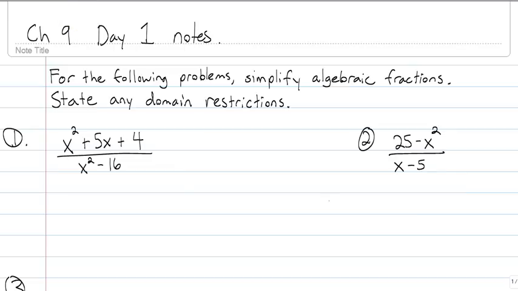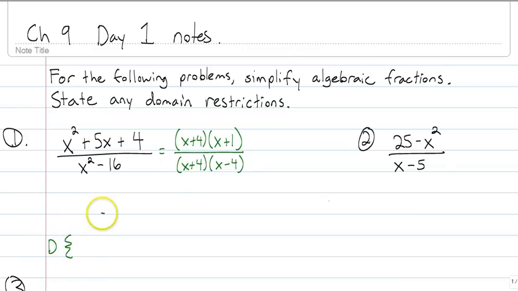So with all these problems, what you should do is factor it first. So the first one, I'm going to factor the top and the bottom. And this is x plus 4 and x plus 1. And the bottom becomes x plus 4 and x minus 4. So, looking at that, my domain restrictions, I'm going to do that first. In fact, it's probably better before you cancel anything out to do your domain restrictions, because before you cancel it out, you might forget them.